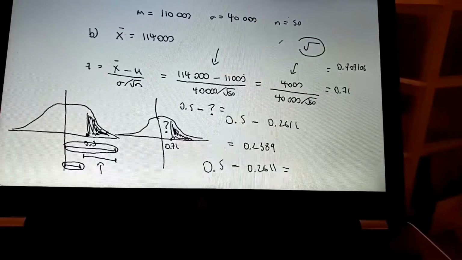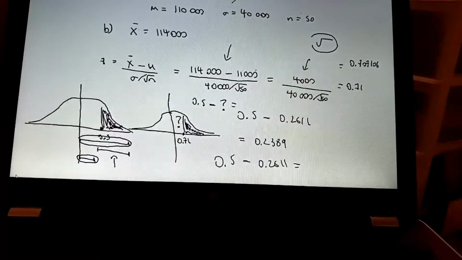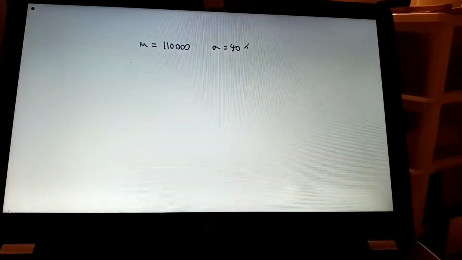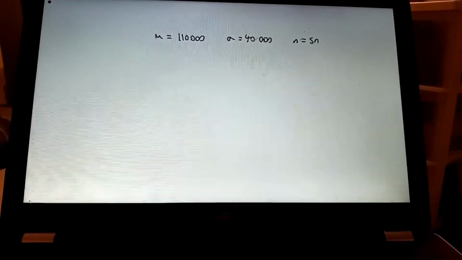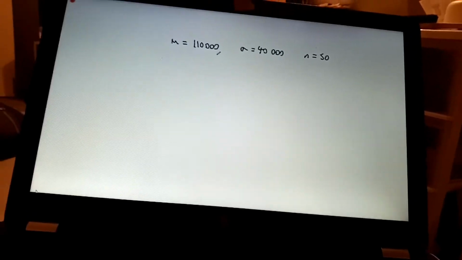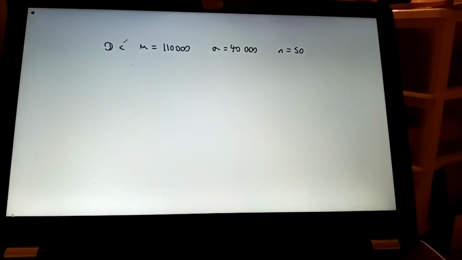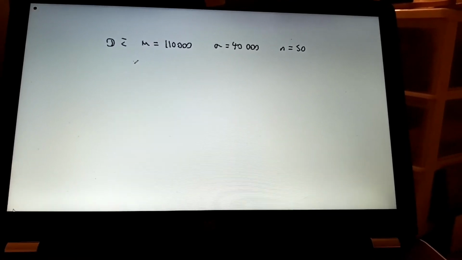So let's see. Let's clear this, and let's reestablish all the information. It's all the same. So mu is 110,000. Sigma 40,000. N is 50, and I guess that's everything. So we did B. Let's do C, or a slightly altered version of C. So what is the likelihood of selecting a sample mean above 100,000?